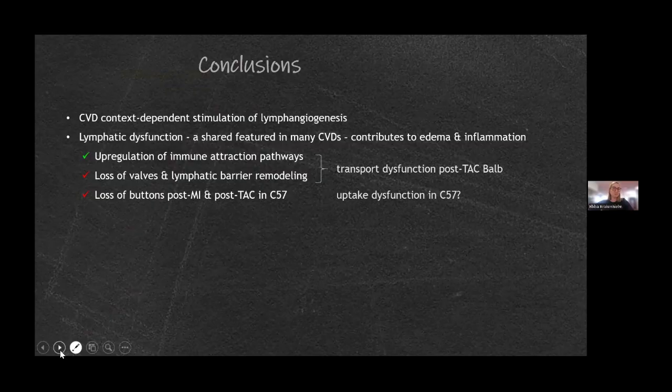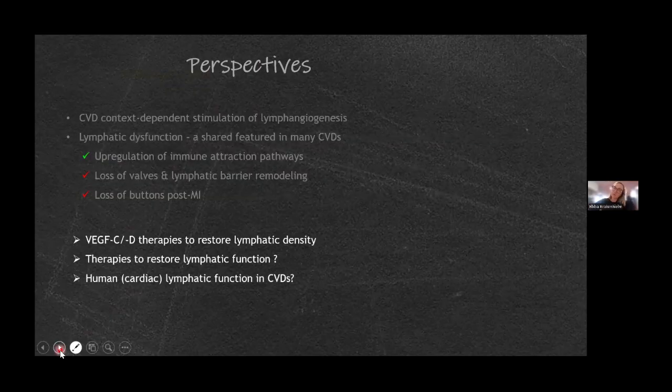So if we look at the perspectives, or the work that still remains to be done, obviously we're very interested in anything that can restore lymphatic density, but I think it's also really the time to consider what type of therapies we could use to restore lymphatic function. Another thing that I really see as a major outstanding question is whether or not this remodeling that we know occurs in humans with cardiovascular diseases. So the changes in lymphatic structure, is that associated with lymphatic dysfunction?